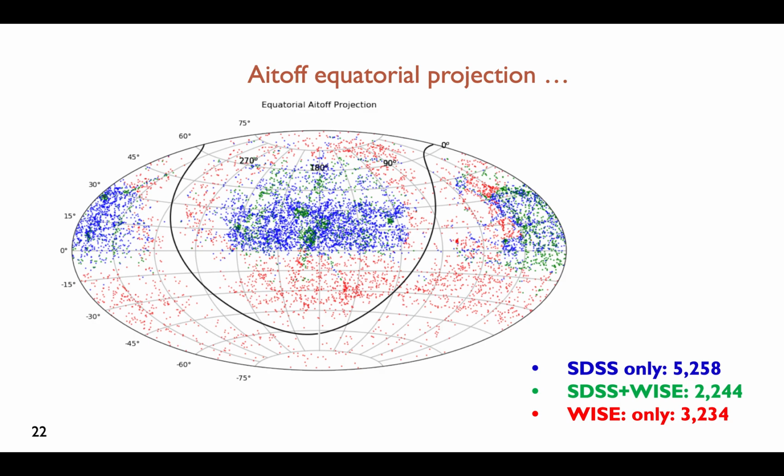Here I am showing the equatorial Aitoff projection of all of these galaxies that I've included, and I am trying to find the distances of these galaxies based on the TF relationship. For 5,000 of these galaxies, I have just SDSS coverage. For 2,000 of them, I have SDSS and WISE. For 3,000 of them, I have only WISE coverage. Those galaxies are located in the south. And also, WISE covers the entire sky.